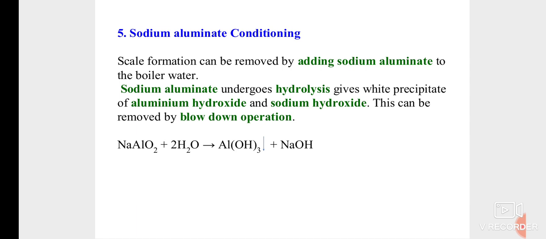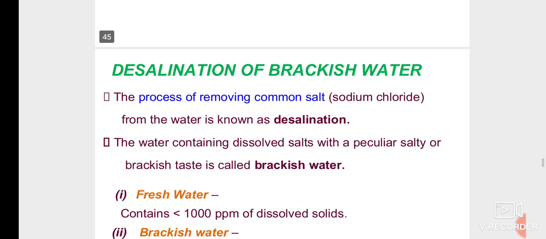And generally, as an 8 mark question on internal conditioning, you have to write all the conditioning methods. Each conditioning method is also a 2 mark question. Individually, they will ask it as a 2 mark question, so you have to prepare thoroughly for the 2 mark question. So these are the internal conditioning methods. Now we are going to the next topic, that is desalination of brackish water.